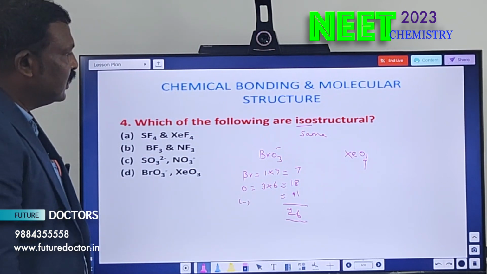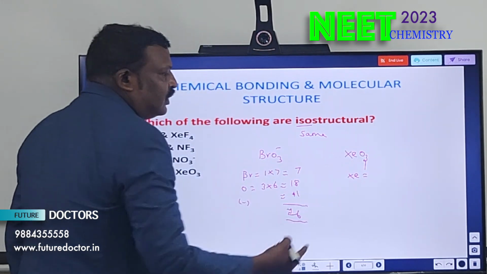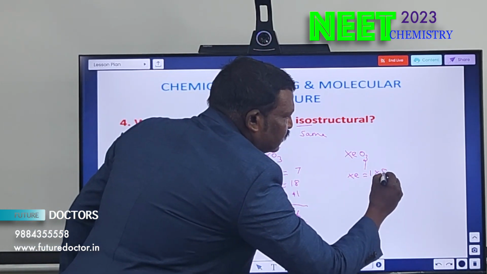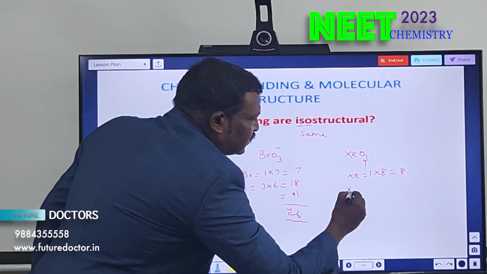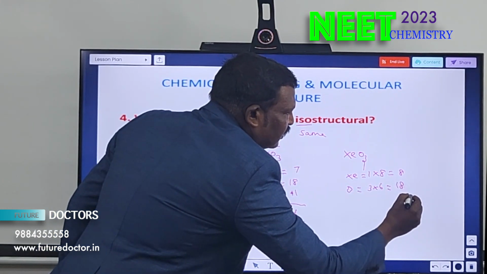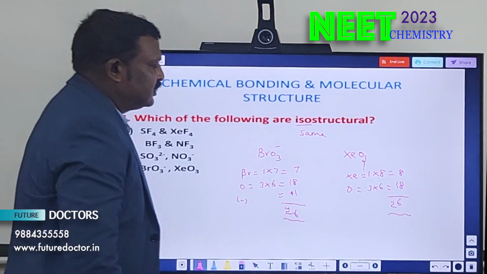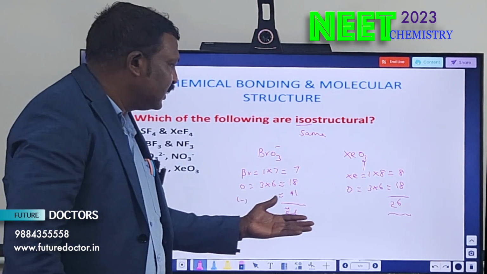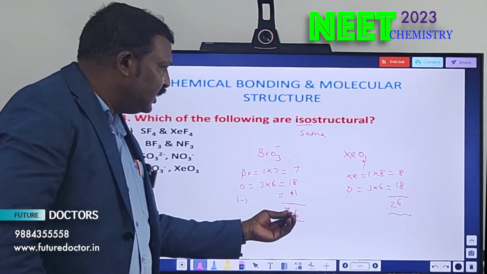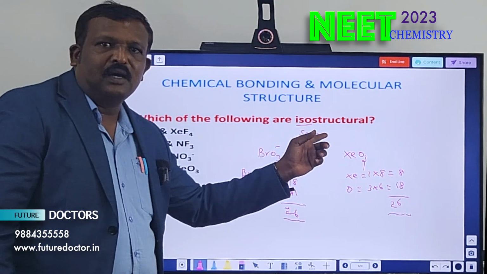Then come to xenon, this molecule. Xenon is an inert gas, and all the inert gases have 8 electrons in the outermost shell. So 1 into 8, as usual, 8. Oxygen, 3 into 6, we have 18. Understood? So if you add, we get 26. Both are getting the same valence electrons. Same electrons means the hybridization is also the same. Hybridization same means automatically the geometry is also the same. That's why it's called isostructural.